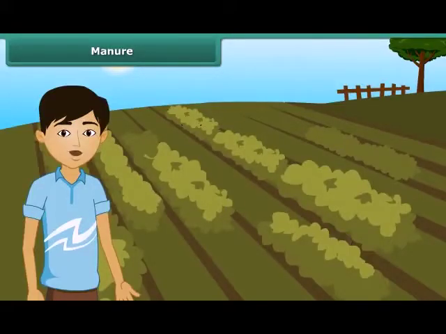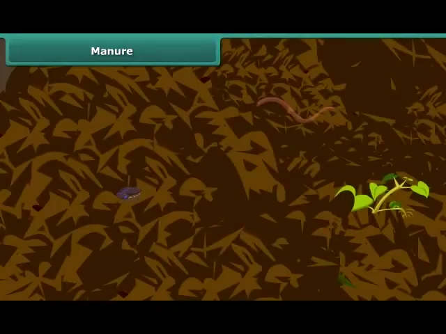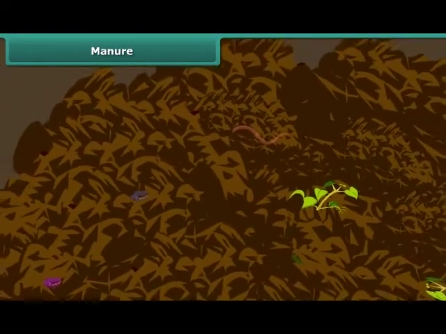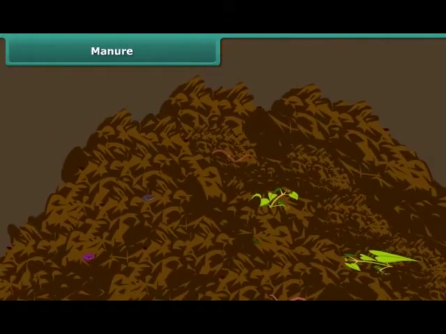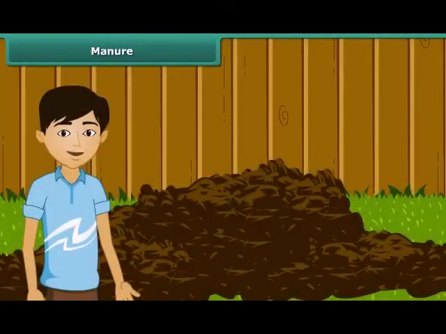Friends, now let us move on to the next topic of this module. I'm sure you must have heard the term manure many times. Do you know what it is? Okay, let us see. Manure is an organic substance obtained from the decomposition of plant and animal wastes. To make it, farmers dump plant and animal wastes in pits at open places where they are decomposed by microorganisms.